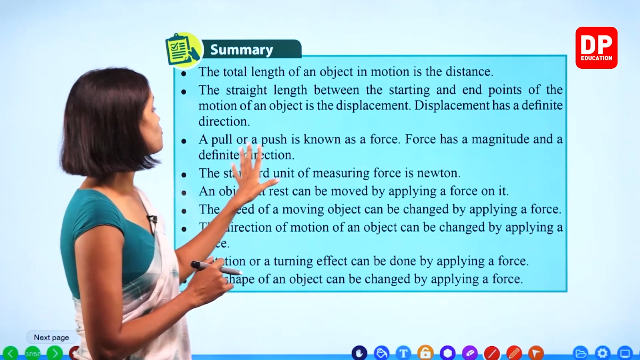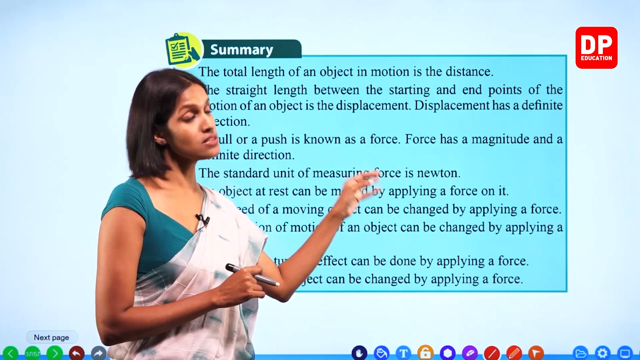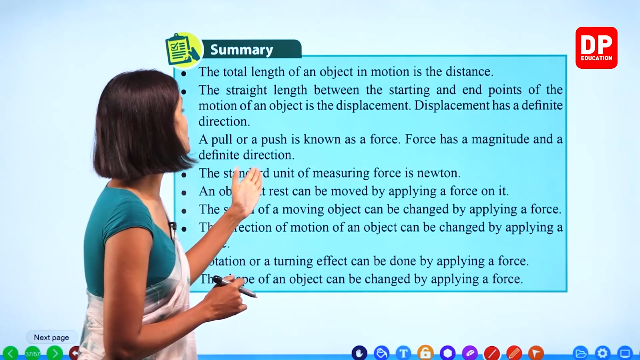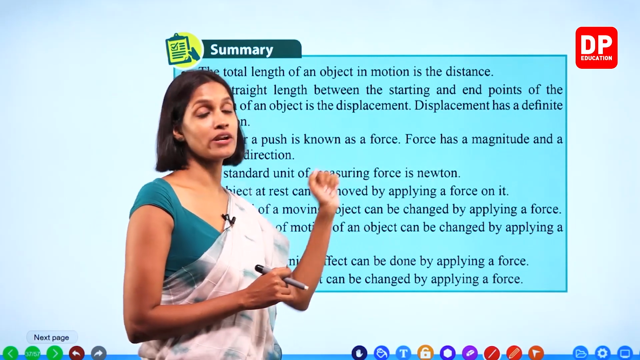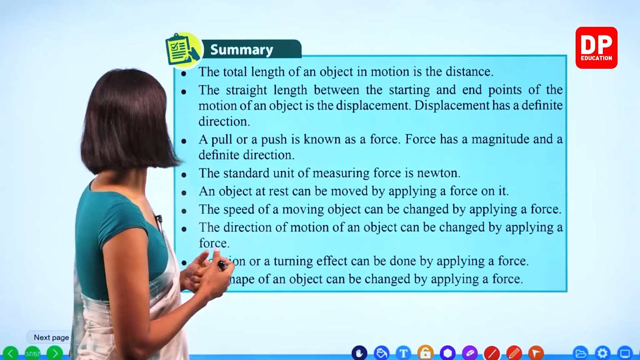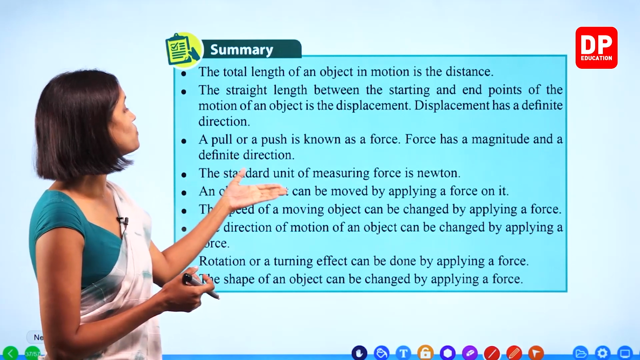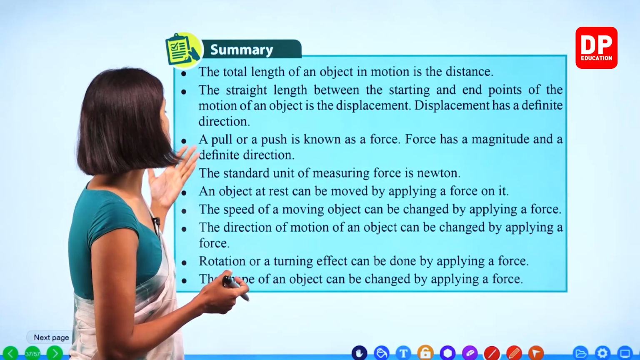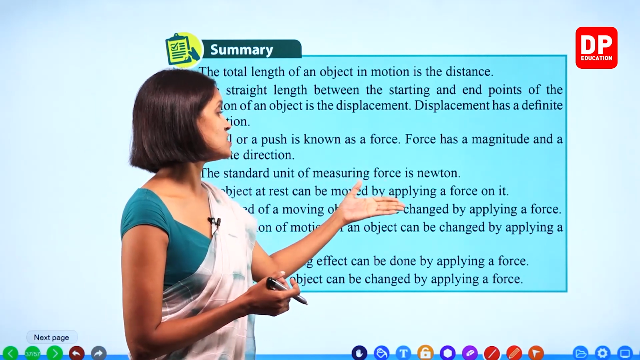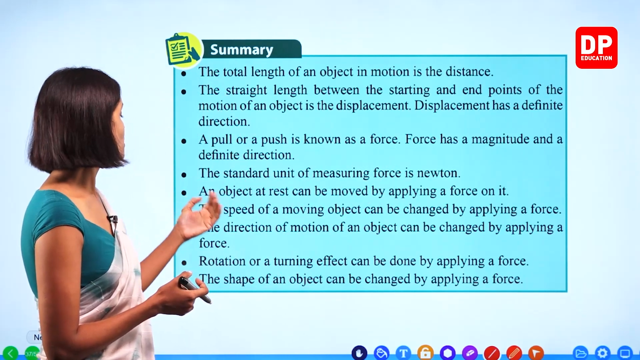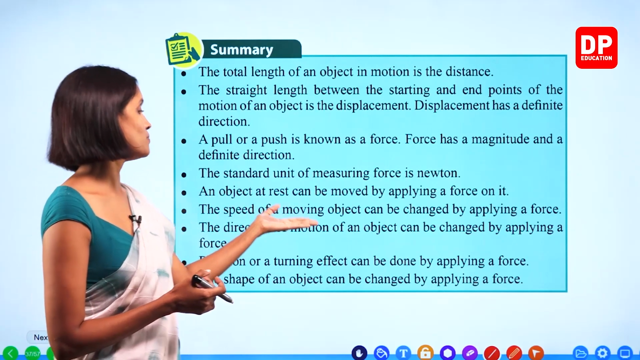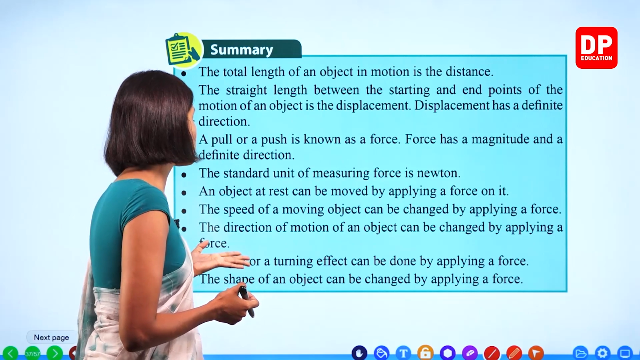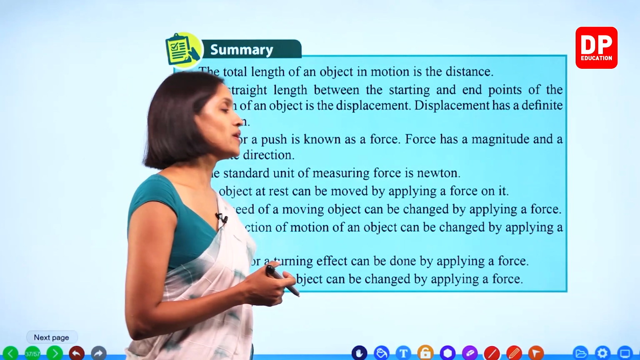The standard unit of measuring force is Newton. Symbol is capital N. An object at rest can be moved by applying a force on it. We learned about the effects of force. The speed of a moving object can be changed by applying a force. The direction of motion of an object can be changed by applying a force. And rotation or turning effect can be done by applying a force. And finally, we learned that the shape of an object can be changed by applying a force.